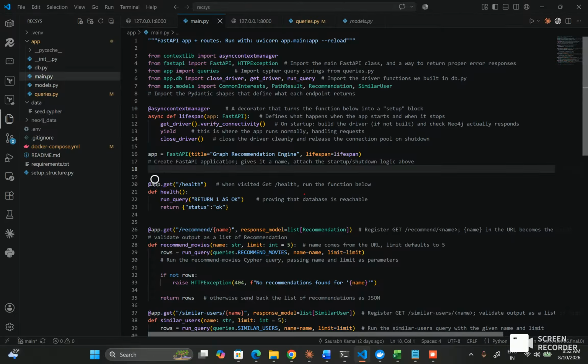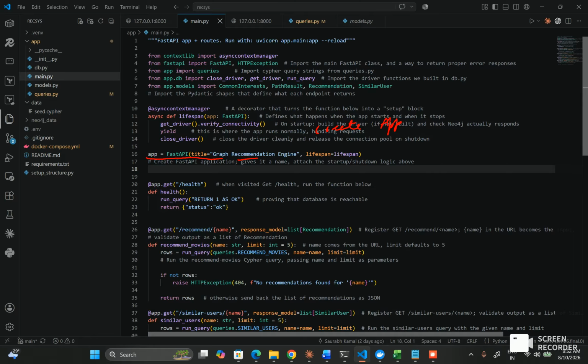Now over here, this one, app equals FastAPI(title="Graph Recommendation Engine"), is a line that actually creates the application. Every route we add after this is just attaching itself onto that one object.